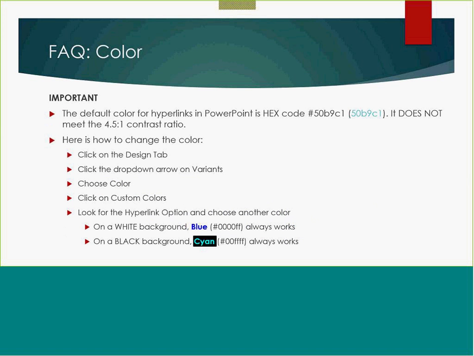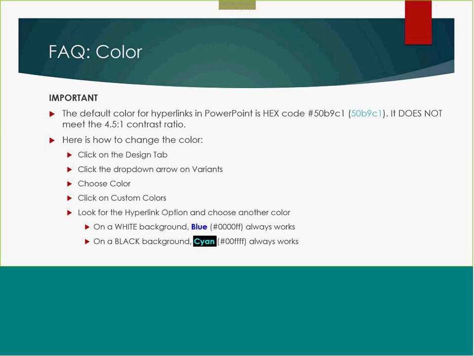Here's important. So I created this presentation. This is a template from PowerPoint, a Microsoft template. Well, when I typed in that very first HTML code, or the first web link, it produced the color of the link in this bluish green color that you see on the screen, represented by 50B9C1. That color on a white background did not meet your 4.5:1 color contrast ratio. So building presentations in PowerPoint, it's important to check just what those colors are if they need to be modified.